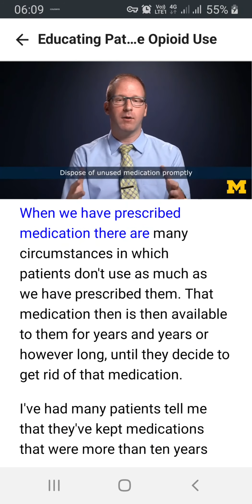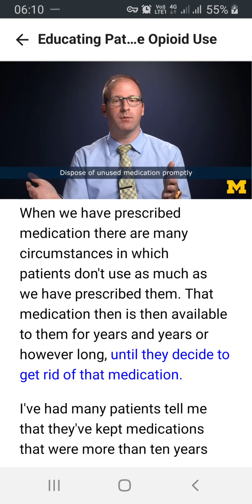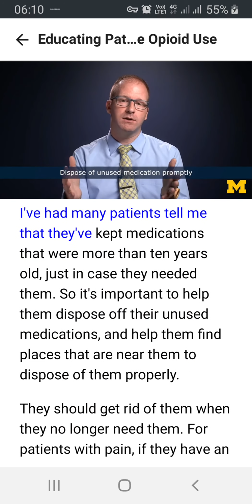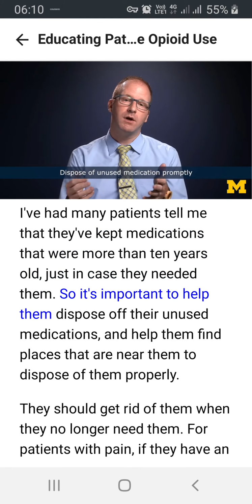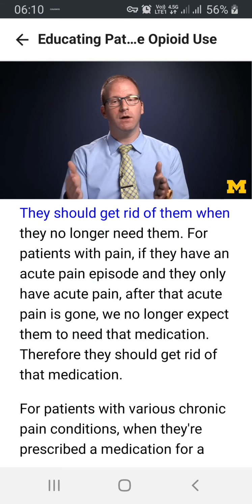When we have prescribed medication, there are many circumstances in which patients don't use as much as we have prescribed them. That medication is then available to them for years and years, or however long until they decide to get rid of that medication. I've had many patients tell me that they've kept medications that were more than 10 years old just in case they needed them. So it's important to help them dispose of their unused medications and help them find places near them to dispose of them properly. They should get rid of them when they no longer need them.